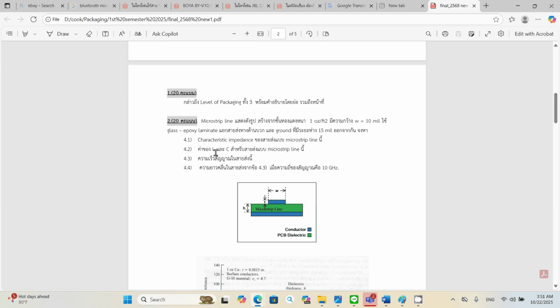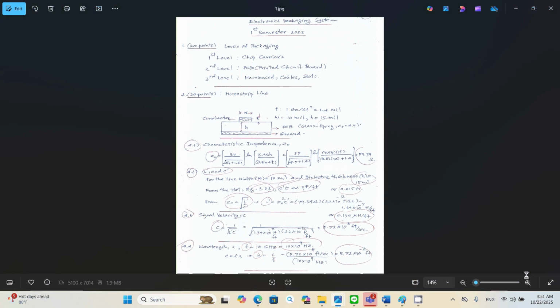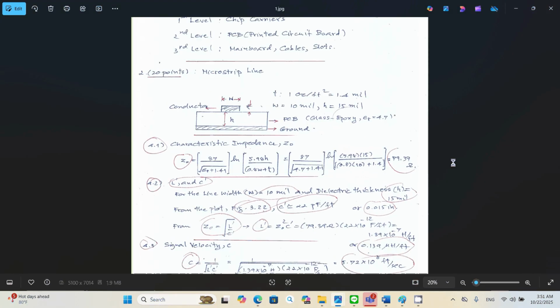It asks you to find the distributed parameters L prime and C prime, and then 4.3, the signal velocity in the transmission line, and 4.4, that's the lambda when the frequency is given as 10 gigahertz. Okay, let's get started. Let me blow this up.